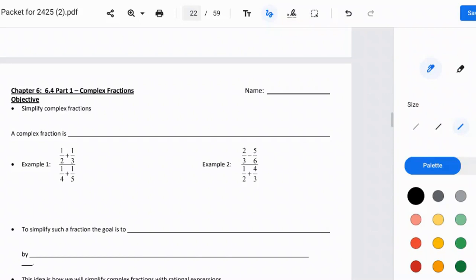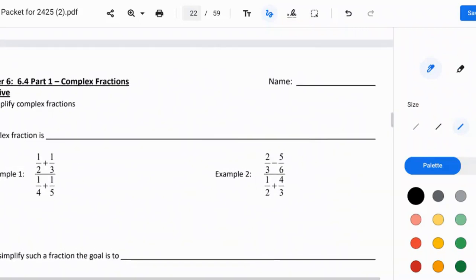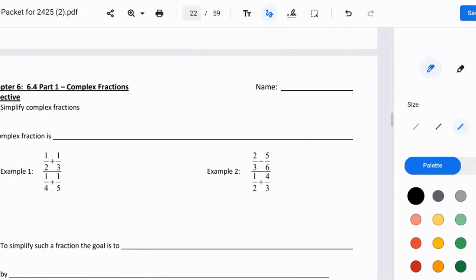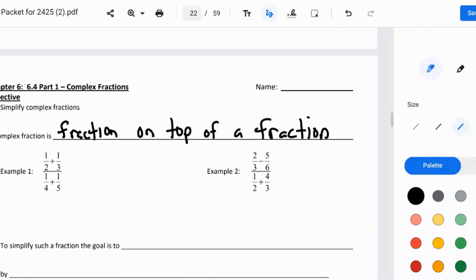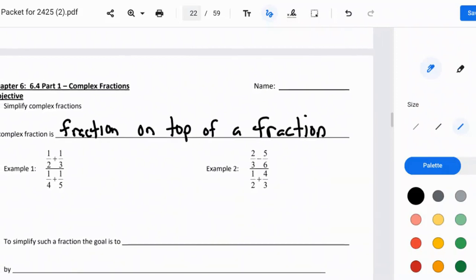Moving on to 6.4, complex fractions. So that's our topic. A complex fraction is defined as a fraction on top of another fraction. So you're going to see fractions on top of fractions today. We're going to be able to simplify this down, though, from fractions on top of fractions to a single fraction.